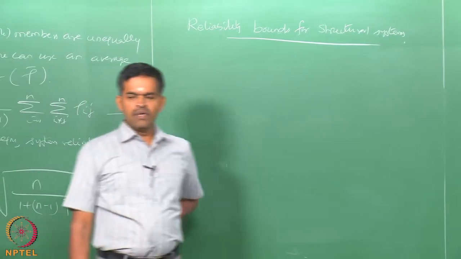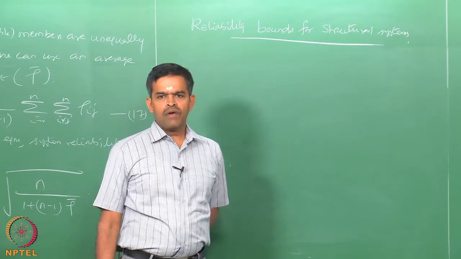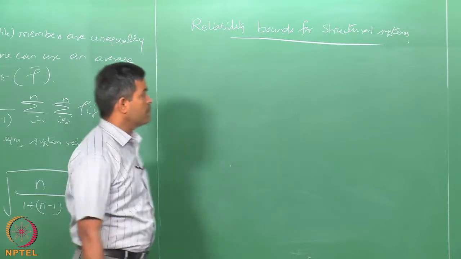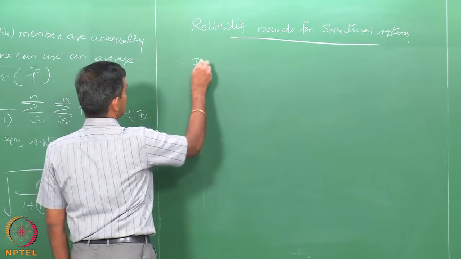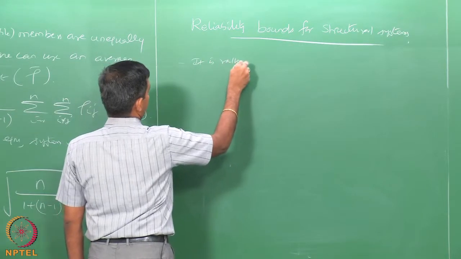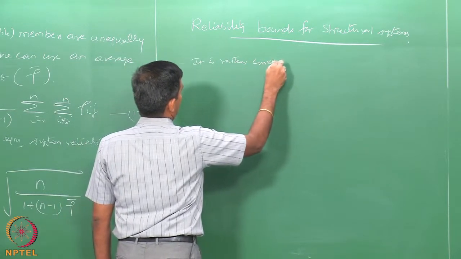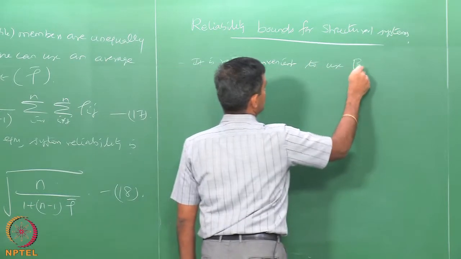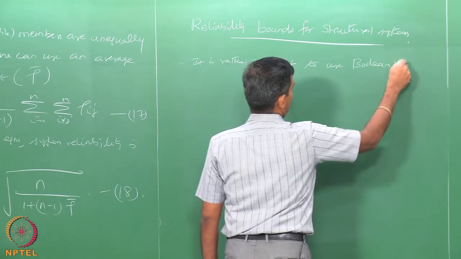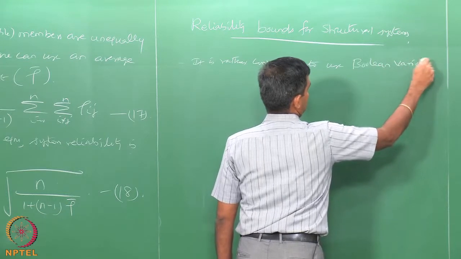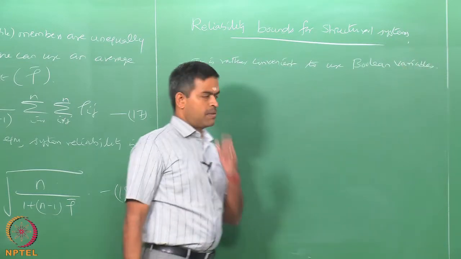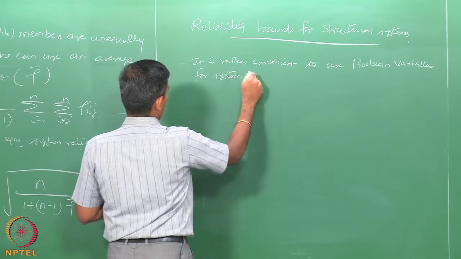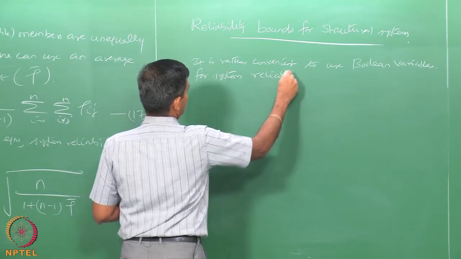In system reliability, it is often convenient to work with Boolean variables. Okay. So, it is rather convenient to use Boolean variables for system reliability. You may ask me a question, why is it so?